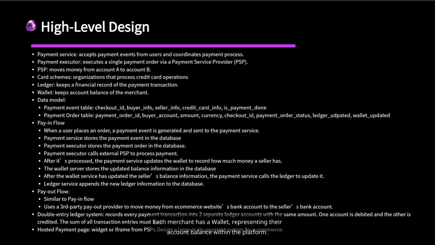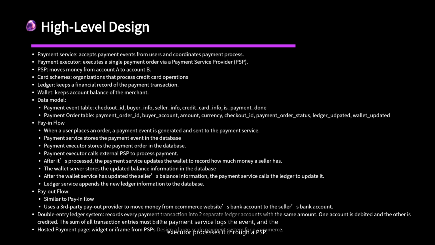Each merchant has a wallet, representing their account balance within the platform. When money is collected from the buyer, the wallet service updates the merchant's balance. Then, the ledger service records this in the financial ledger for auditability. The system relies on two core data models: the payment event table, which stores high-level payment requests and customer metadata, and the payment order table, which tracks the status of each discrete payment transaction, including if the ledger and wallet have been updated. The pay-in flow begins when the buyer triggers a checkout.